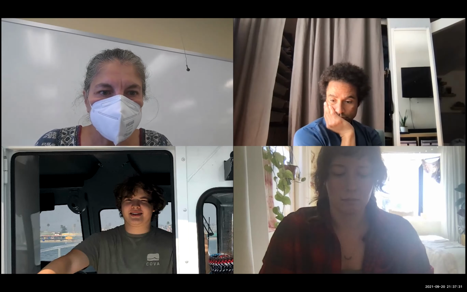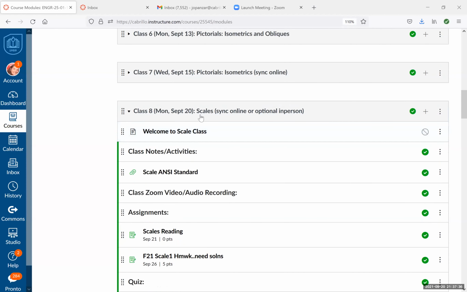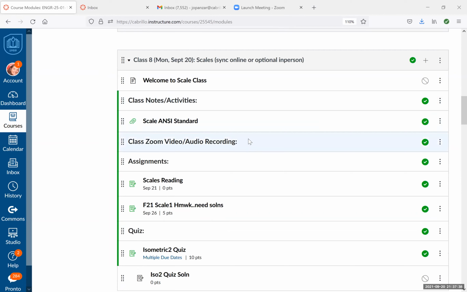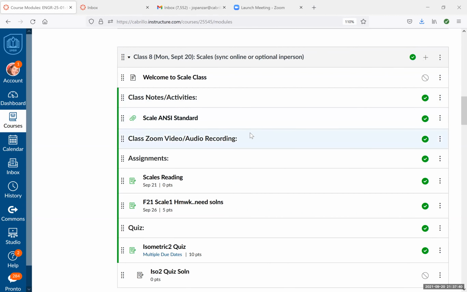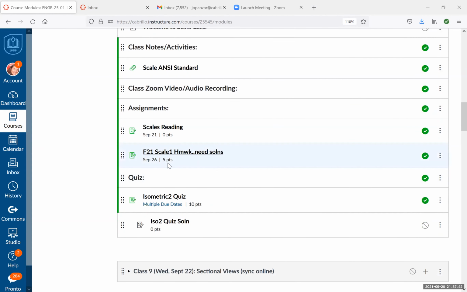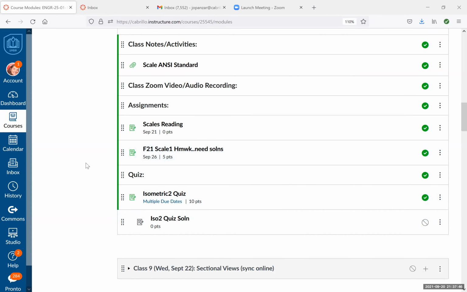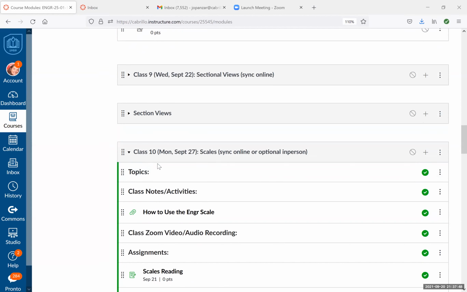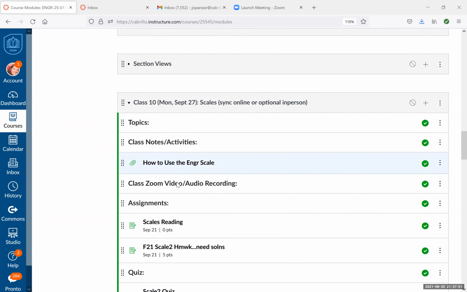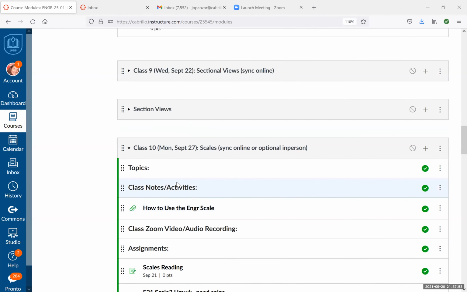Okay, so if we go back to our module, you'll notice that today is September 20th. We're doing scales today. We're going to work on some hands-on stuff. We're also going to start working on the homeworks together. And then at the end of the class, you have isometric. And then the following Monday, a week from today, is the second class of scales. And that's when you want to make sure that you have an engineering scale.